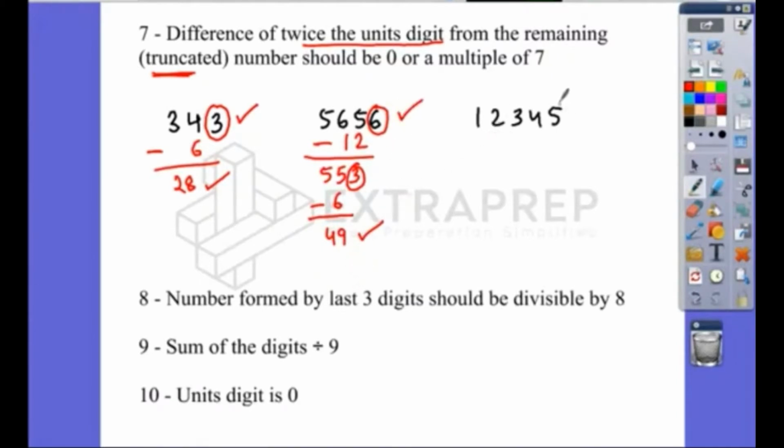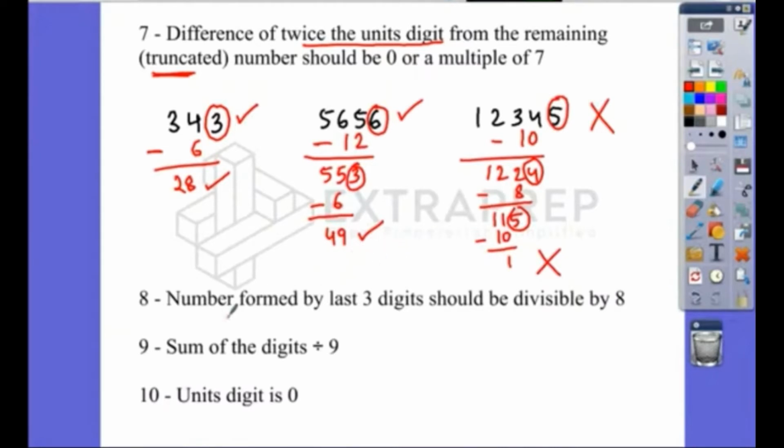Then let's check for 1, 2, 3, 4, 5. The last digit. Twice is 10. Subtract. You get 1, 2, 2, 4. Twice is 8. Subtract. You get 1, 1, 5. Twice is 10. Subtract. You get 1, which is not divisible by 7. So 1, 2, 3, 4, 5 is not divisible by 7. I hope it's understood. You'll take the last digit, multiply it with 2, subtract from the remaining number, and that should be 0 or a multiple of 7.